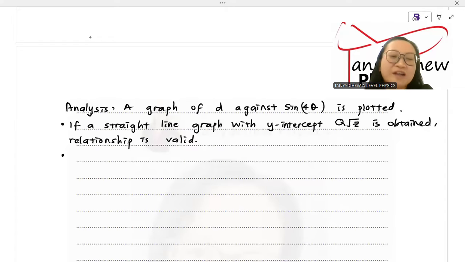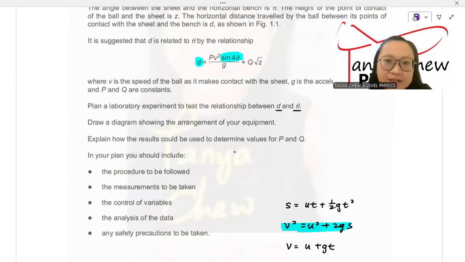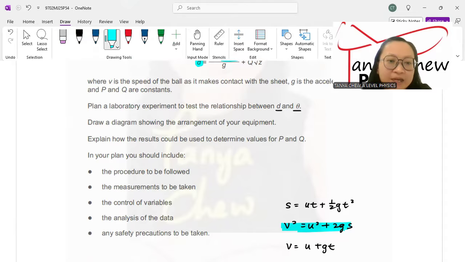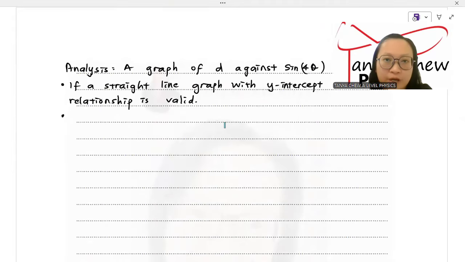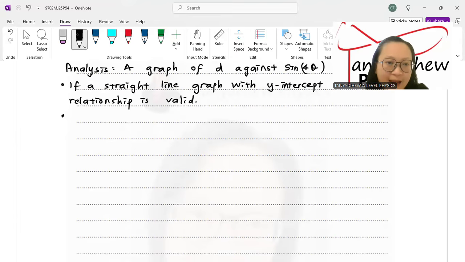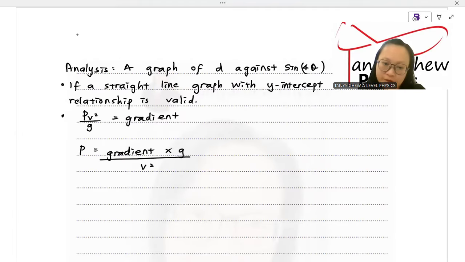And last part, answer the question. You might wonder, what question is that? Explain how the result that you use could be used to determine the value of P and Q. So I'm going to write that down. P, I'm going to write gradient first. PV squared over G is equal to my gradient. That is why to find the value of P, just cross multiply. It is the gradient multiplied by G divided by V squared. And we are done with that.